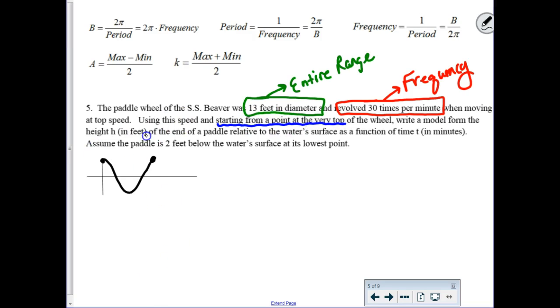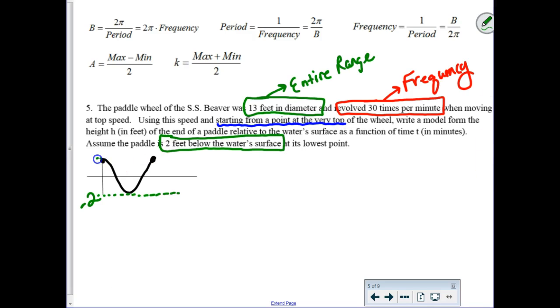They did that weird thing where they use H and T again. We'll come back to that. There's one more clue here. It says, assume that the paddle wheel is 2 feet below the water's surface when it's at its low point. So what could you label this line down here, if it's 2 feet below the water's surface? Good, that's a -2. If you're below the surface level of the water, we call that negative whatever.